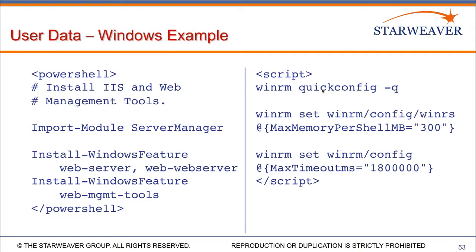All right, for Windows, you have your choice of PowerShell or just batch scripts, right? You can see very simple things. It's just installing IIS and web management tools on the left there. And on the other ones, you're setting up Windows remote management. Again, these are just typical scripts that you might use for user data. So just remember, on Windows, it's got to be a batch program or PowerShell.